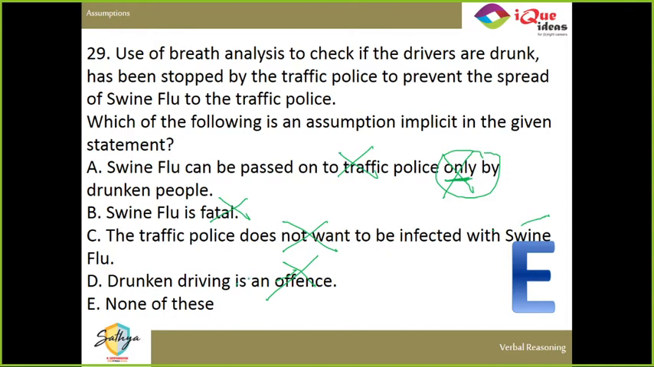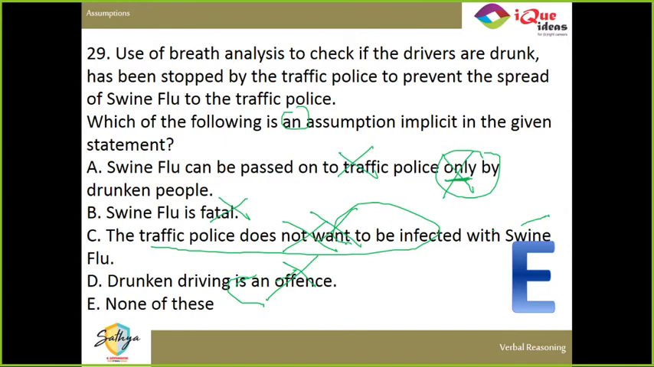See, if traffic police does not want to be infected, then of course you will say don't use the breath, stop the breath analysis. But even if the traffic police themselves want to be infected, the government may not want it to happen, and hence it may say don't do it. So even if the traffic police wants that infection, the government can still act and say don't do it. Do you get that? So whether traffic police wants it or not is immaterial.